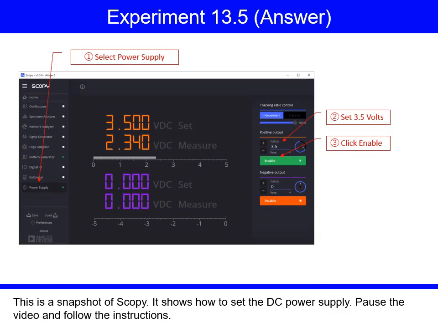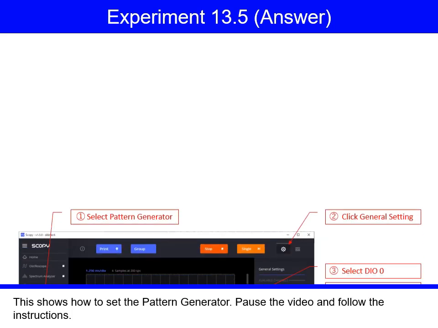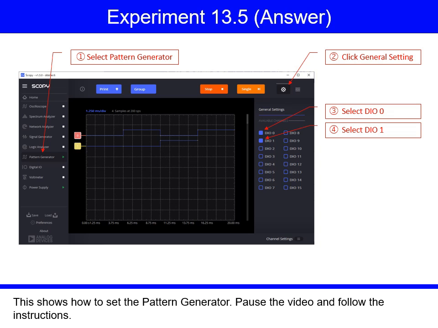This is a snapshot of scoping. It shows how to set the DC power supply. Pause the video, and follow the instructions. This shows how to set the pattern generator. Pause the video, and follow the instructions.